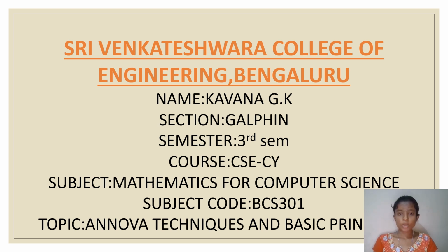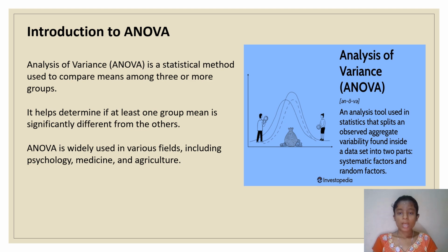Today I am going to present the topic ANOVA techniques and basic principles for mathematics for computer science. Introduction to ANOVA. Analysis of variance is a statistical method used to compare three or more groups. It helps to determine whether at least one group mean is significantly different from the others. It is an analysis tool used in statistics that splits the aggregated variability found inside a data set into two parts: systematic factors and random factors.